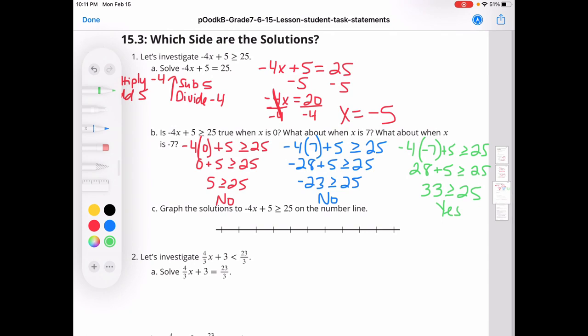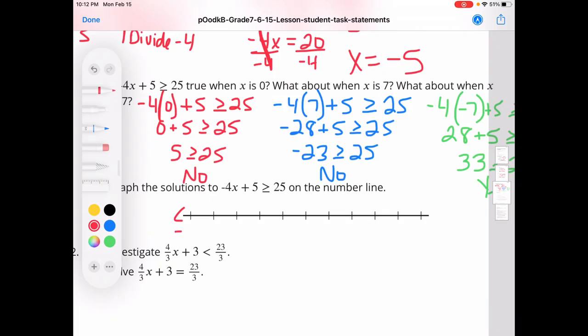So I know if x is negative 5, that my answer would equal 25. But my inequality is looking for a solution for the variable that would give me an answer that is greater than or equal to 25. So let's start at negative 8.